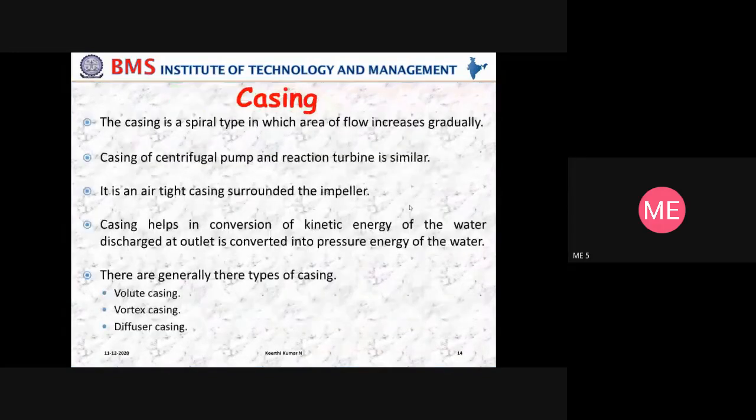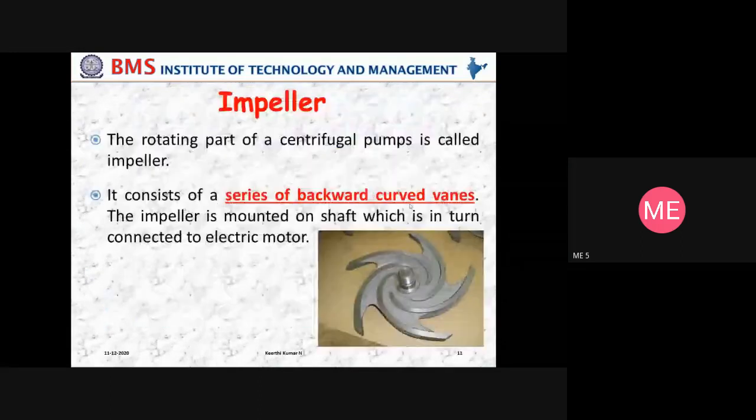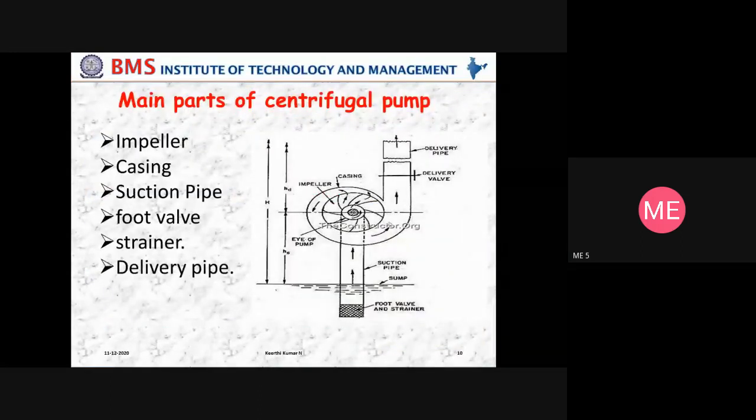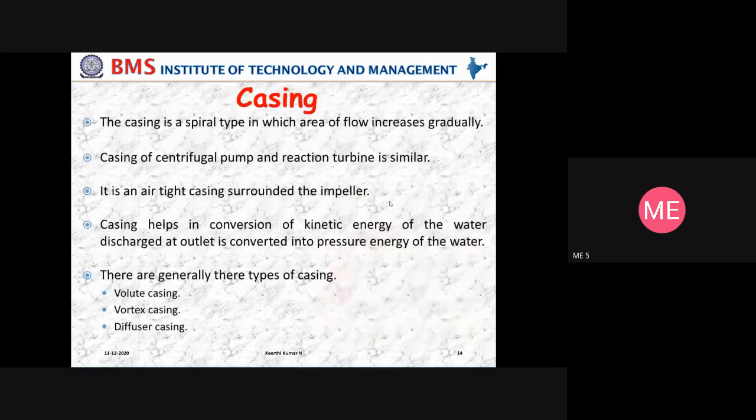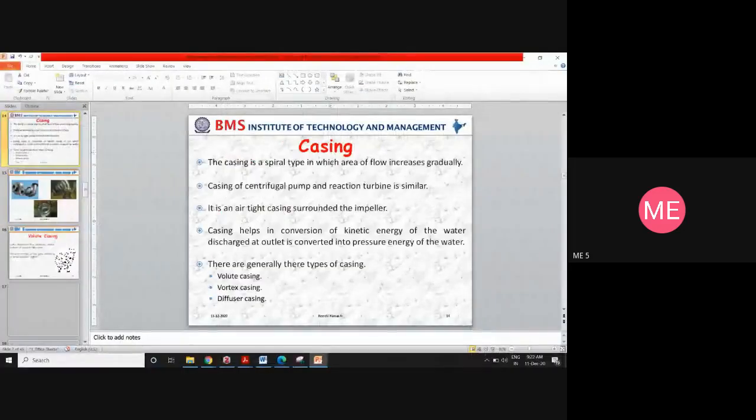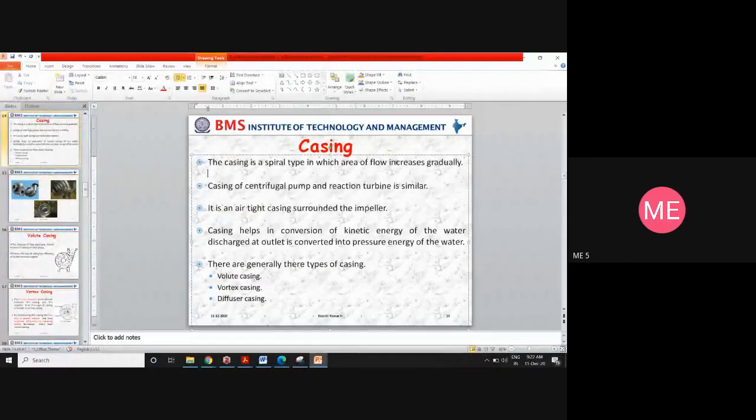Is it clear? Then coming to the casing. Can you see the casing here? I told you there are different types of casings, and we'll explain that now. See the casing here. It is an airtight casing. You can see that the casing is a spiral type in which the area of flow increases gradually.